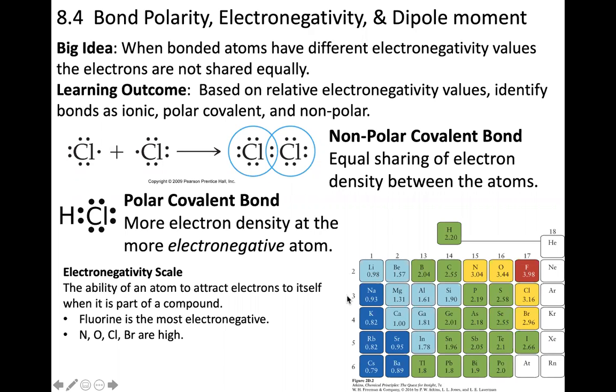So here I give different electronegativity values. You do not have to memorize the values at all, but we do need to know what the trend is. So when I look within this one, by far the most electronegative is fluorine.